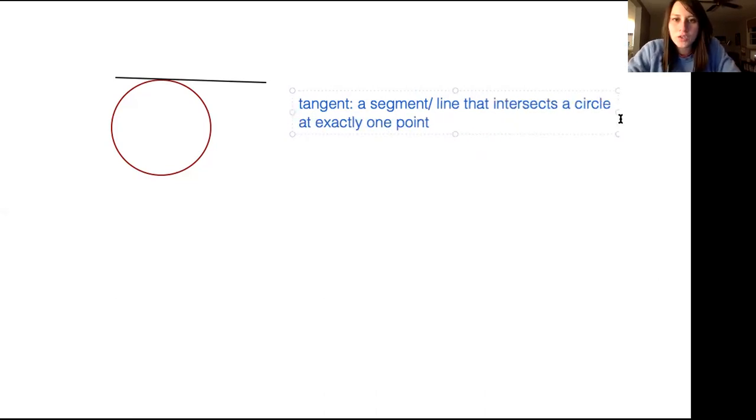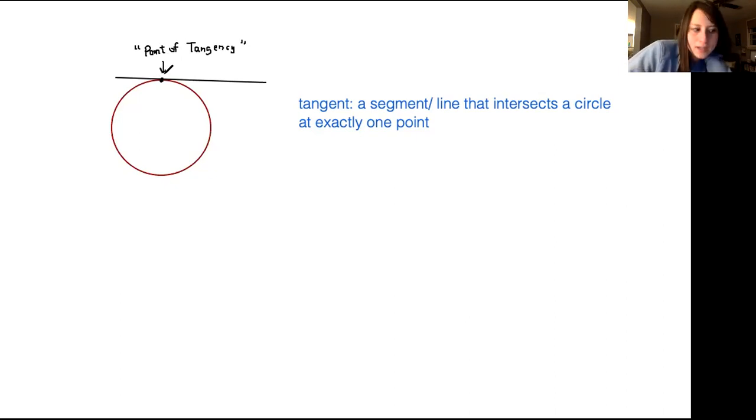So it intersects the circle at exactly one point, meaning the place where they cross over is just one location, one point. So it's just barely gliding over, grazing this circle at one point. And where they cross is called the point of tangency. Okay, point of tangency is the name where they cross.